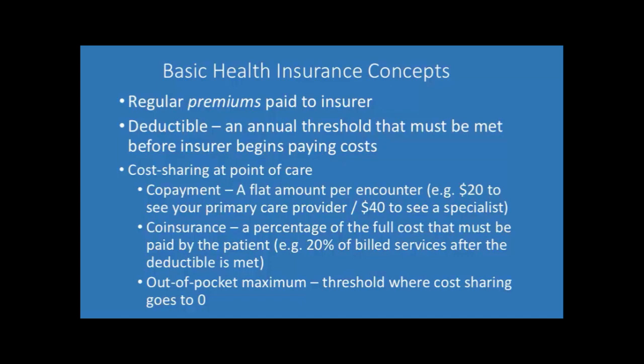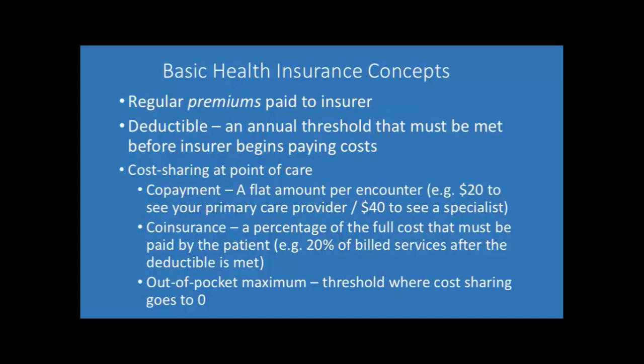A co-payment is a common way that there'll be cost sharing when someone goes to see their provider. It's just a flat amount like $20 or $40 that you pay when you come to see your provider. Also, there's something known as co-insurance, which is actually becoming more and more common these days. It's a percent of the full cost that must be paid by the patient when they go to seek care. So, for instance, 20%. You pay 20% of the bill, your insurer pays 80%.